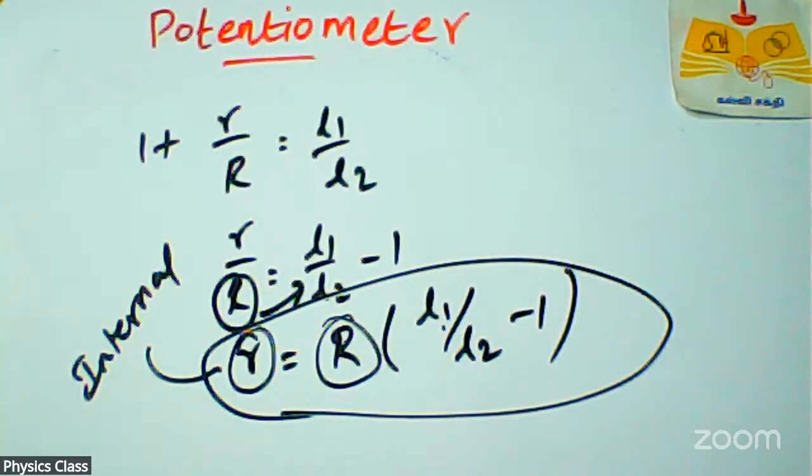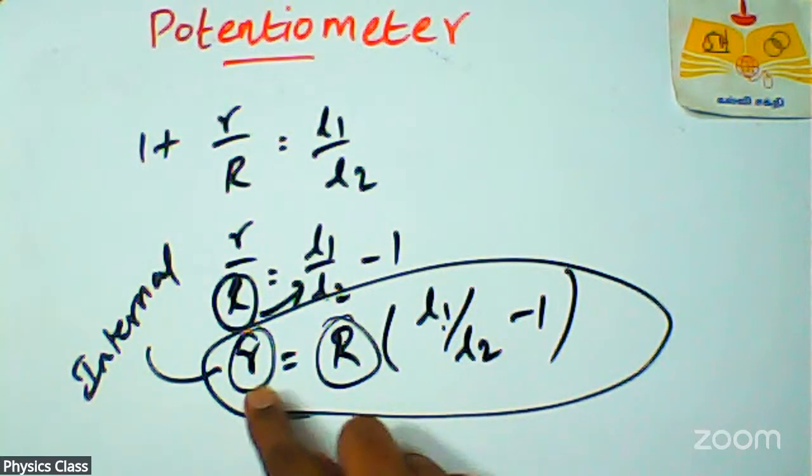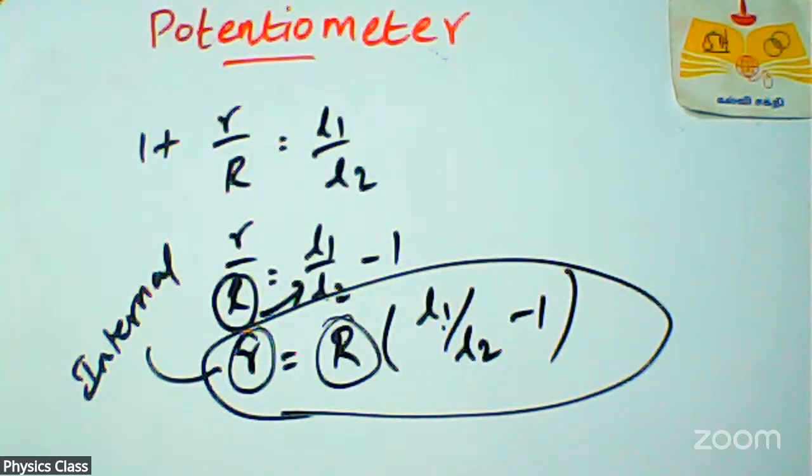Now you are clear with that. So small r is equal to capital R into (L1/L2 minus 1). Substituting the values of R, it may be 5 ohm, 6 ohm. L1 and L2, you already have the balance lengths. So the internal resistance of the cell is determined. The experiment can be repeated for different values of R. You can change the R value to 5 ohm, 6 ohm, 7 ohm. So you can change the capital R value, that is the resistance box value.